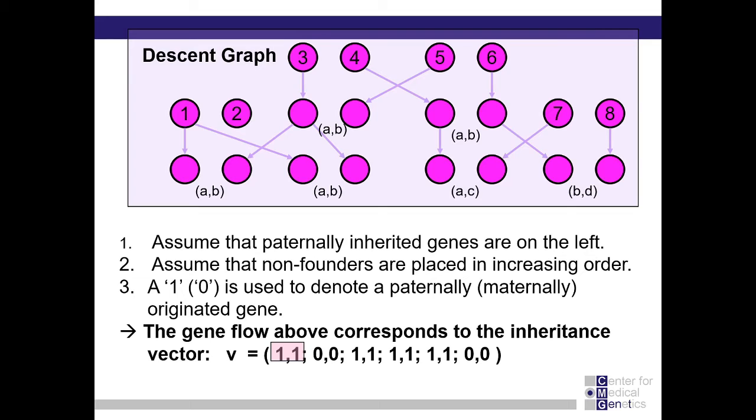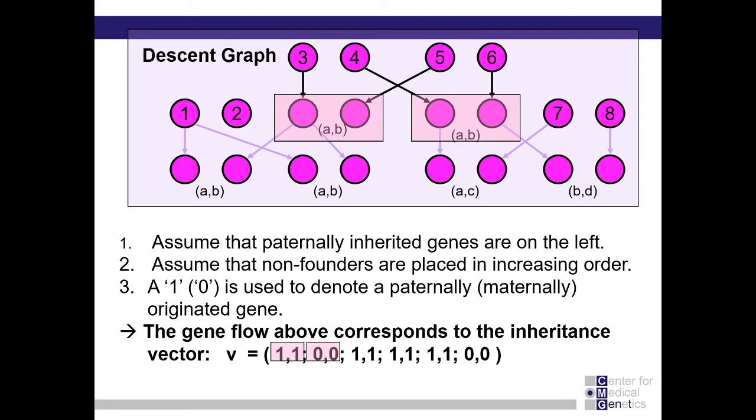So 1 1, why does this person have 1 1? That gene is from the paternal source. So 1 1 0 0, both are from maternal. 3 and 5 each give their own allele to the children, so we have A and B. Next will be 0 0. Why is it 0 0? Because both of these alleles are from maternal origin. So 3, 4, 5, 6.